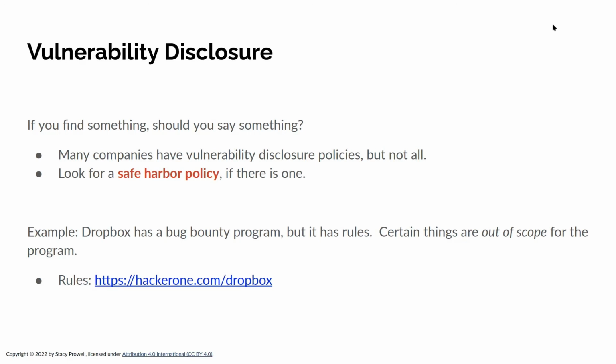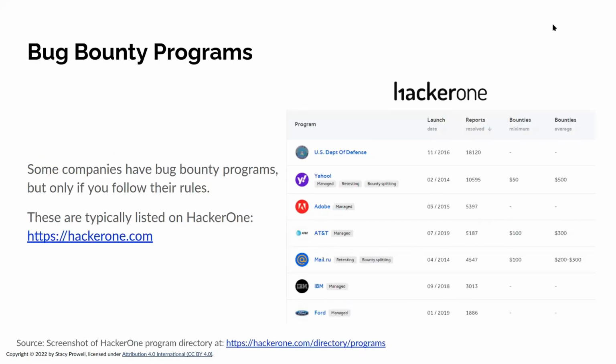So picking on Dropbox, they have one. And it's interesting because you can read about which things are in scope for the bug bounty program and which things are out of scope. They won't pay for anything. And there have been cases where people have fought over that. If you go to HackerOne, you can find a nice listing of companies that have these programs, and at the very least have safe ways for you to report vulnerabilities that you find.